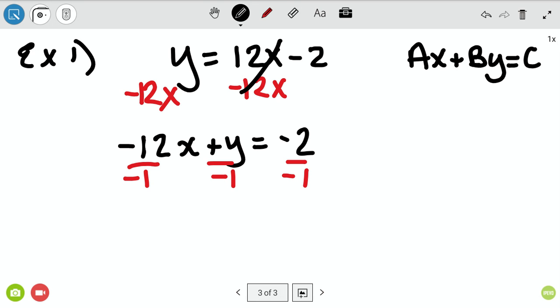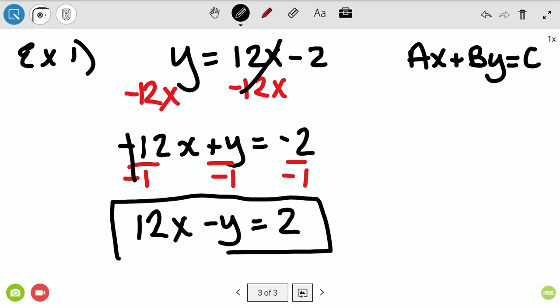My negative 12 divided by negative 1 goes to positive 12x. Now my positive y goes negative, and my negative 2 now goes positive. So by dividing across the board by negative 1, you flip the sign of everything. But what that does is it makes your equation fit within the rules, and it makes that lead term positive. So that is my answer written in standard form.